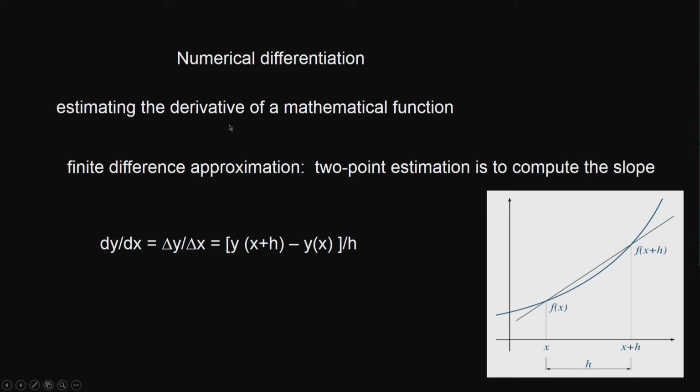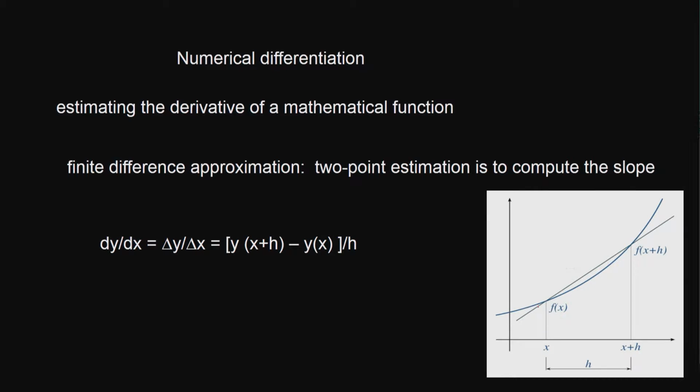So we were talking about numerical differentiation, that means estimating the derivative of a mathematical function. It is called a finite difference approximation based on 2-point estimation. So if you have dy by dx, as you know, it can be approximated as delta y by delta x, which is delta y is y at x plus h minus y at x divided by h. So you take this difference and you divide by h. That gives you the dy by dx. As you know, dy by dx is the slope.